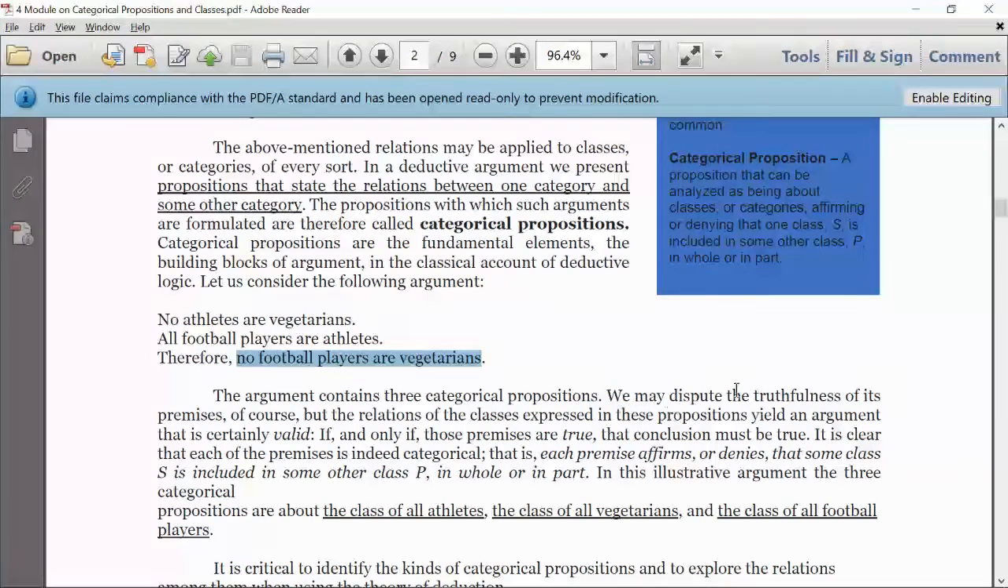We may dispute the truthfulness of its premise, but the relations of the classes, just like we discussed last time, expressed in these propositions yield an argument that is certainly valid because it logically follows. If and only if those premises are true, the conclusion must be true as well. So it is clear that each of the premises is indeed categorical.